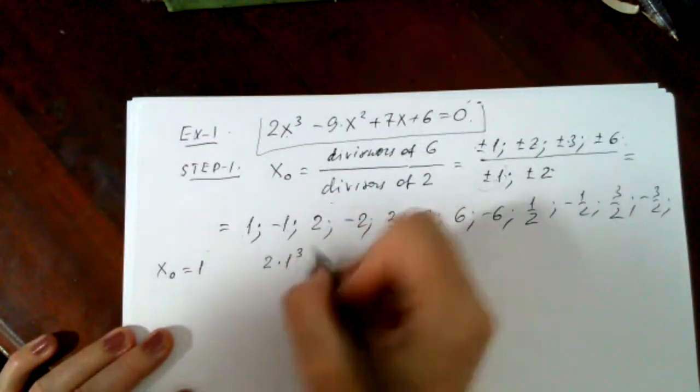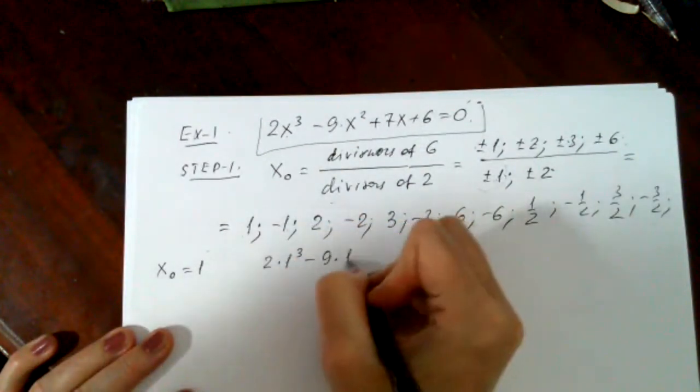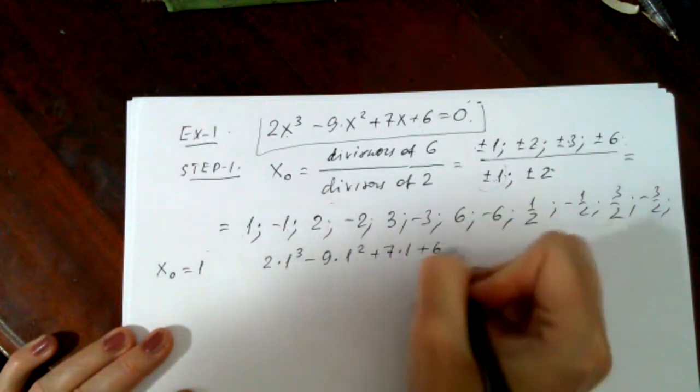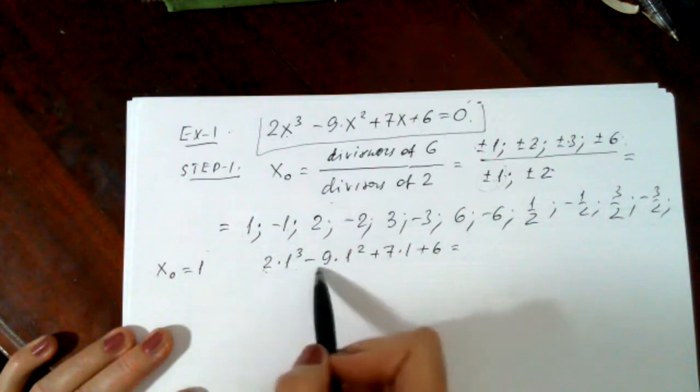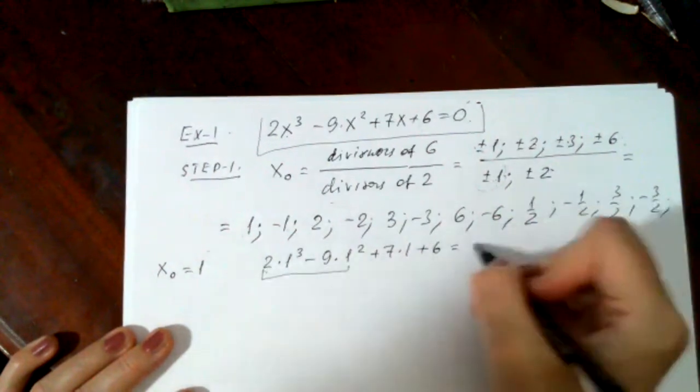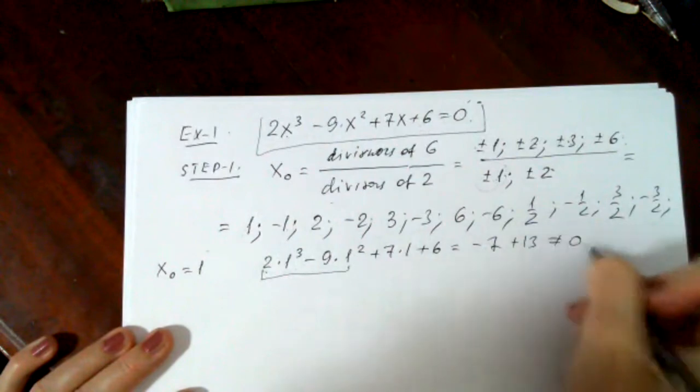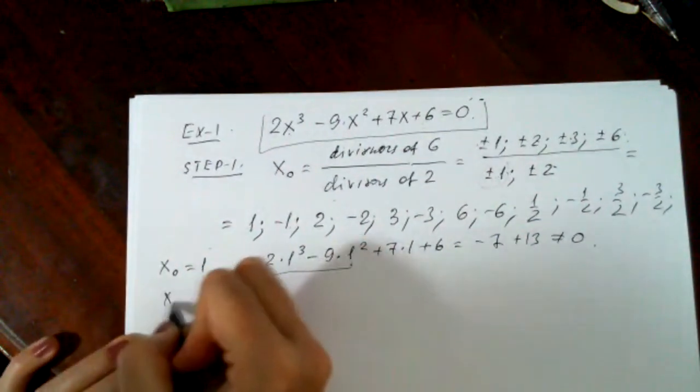2 times 1 cubed minus 9 times 1 squared plus 7 times 1 plus 6. What is it equal to? 2 minus 9, it will be minus 7. And these two will leave you 13. No, it's not equal to 0. Let's move to the next case.